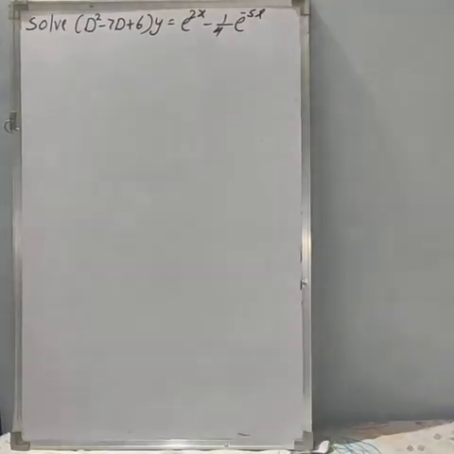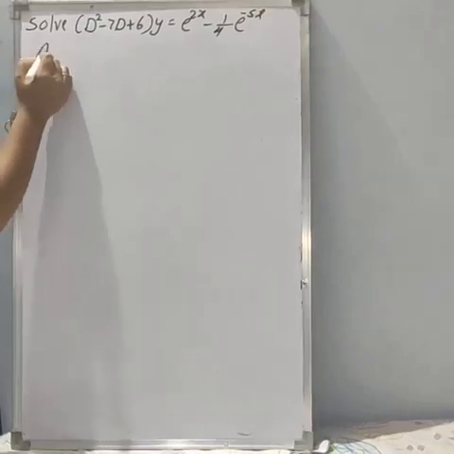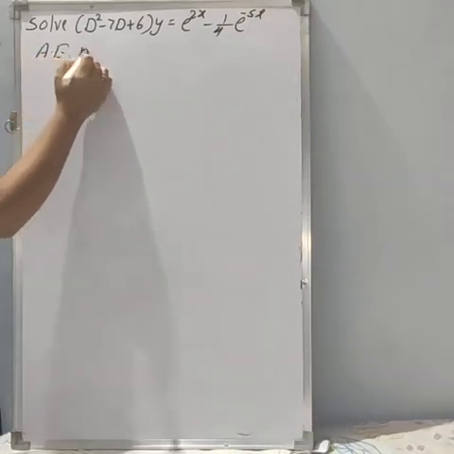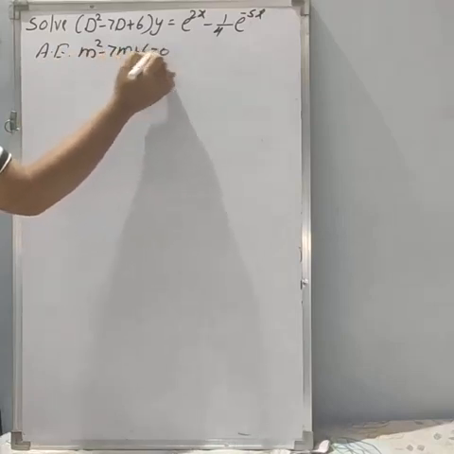So here our next example is: solve d square minus 7d plus 6y is equal to e to the power of 2x minus 1 by 4 e to the power of minus 5x. First we will find the roots. That is, the auxiliary equation is m square minus 7m plus 6 is equal to 0.